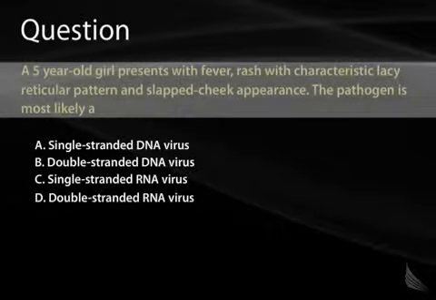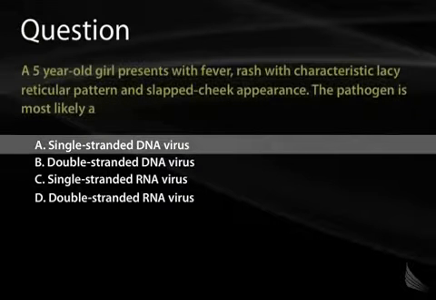Question. A 5-year-old girl presents with fever, rash, with a characteristic lacy reticular pattern and a slapped cheek appearance. The pathogen is most likely. So we're talking about fifth disease, we're talking about parvovirus, and so we're talking about a single-stranded DNA virus. So the answer is A.